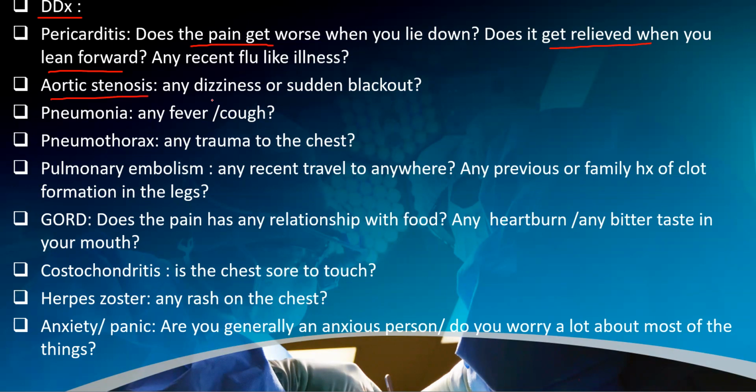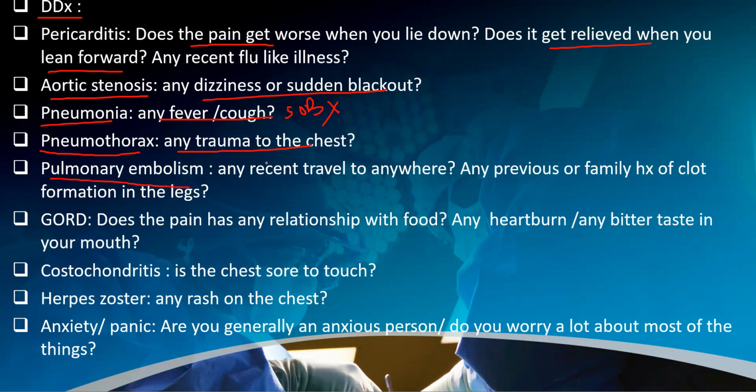For aortic stenosis, we already asked chest pain, we asked about shortness of breath. You can ask any dizziness or sudden blackout. That will finish your triad. Go to the respiratory causes. For pneumonia, any fever, cough, shortness of breath. You already asked shortness of breath, no need to ask again. For pneumothorax, the only thing that you need to know is any trauma to your chest recently, or does this patient have any lung condition like asthma or COPD? So any trauma to your chest, do you have any lung condition?